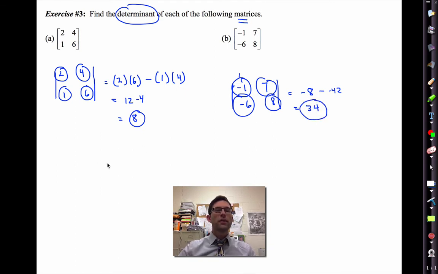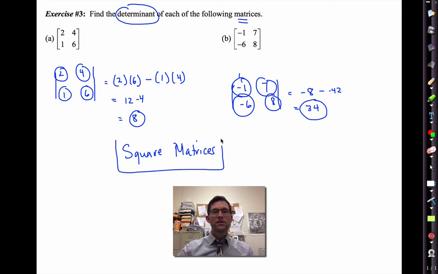Now, determinants can only be found for what are called square matrices. They have no physical basis and cannot be calculated for anything but a square matrix. A 2 by 2, a 3 by 3, a 4 by 4, a 5 by 5, even a 1 by 1. Although that wouldn't be very interesting.